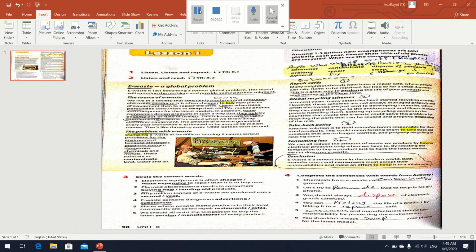So repair cafes is a good way to extend the life of your products and save money, because you will not pay that much money. You only need to donate small amount of money, or sometimes you get it for free. Okay, so this is good for you. You will repair your things and save your money at the same time.